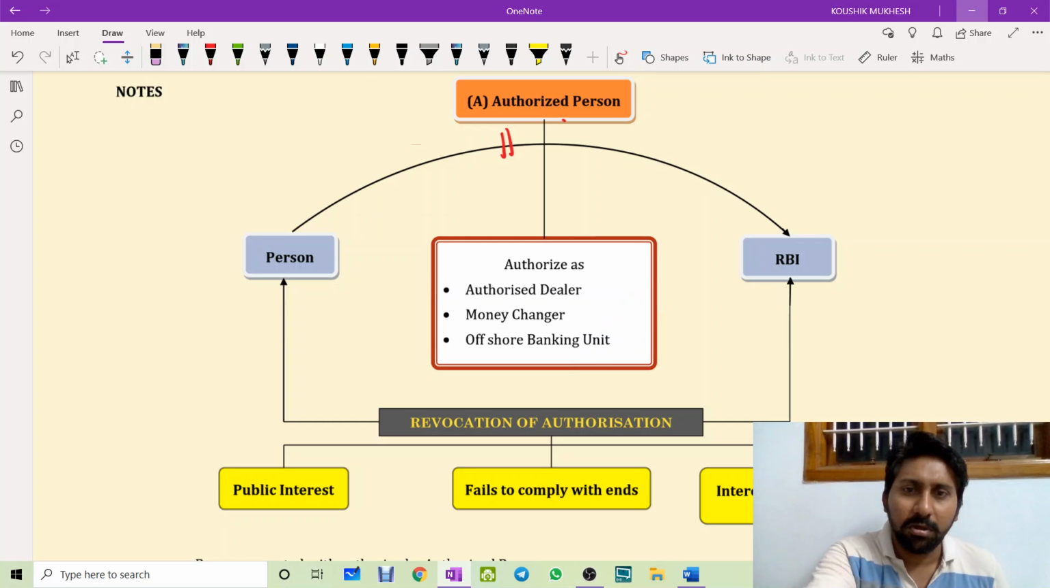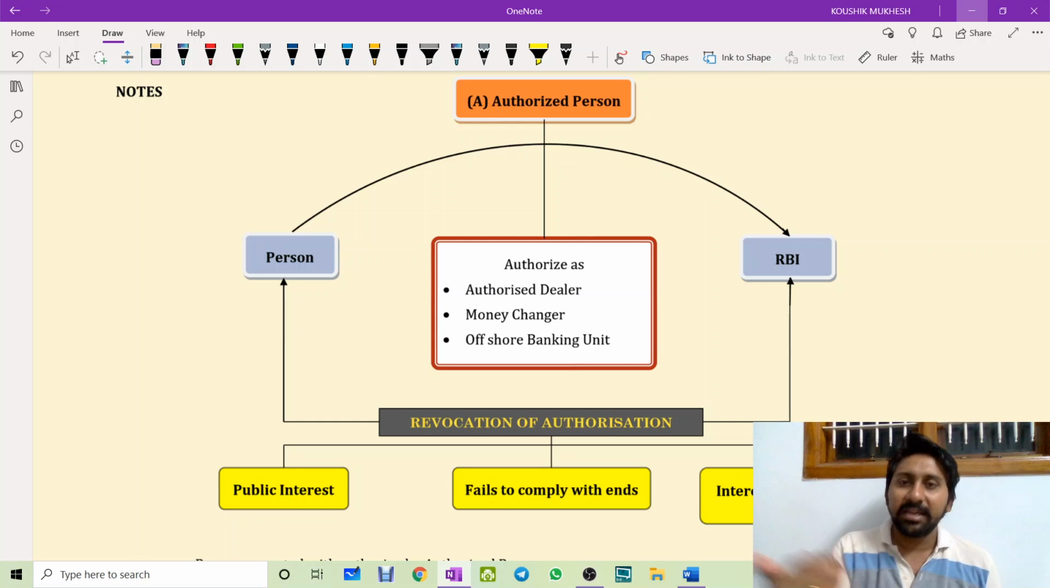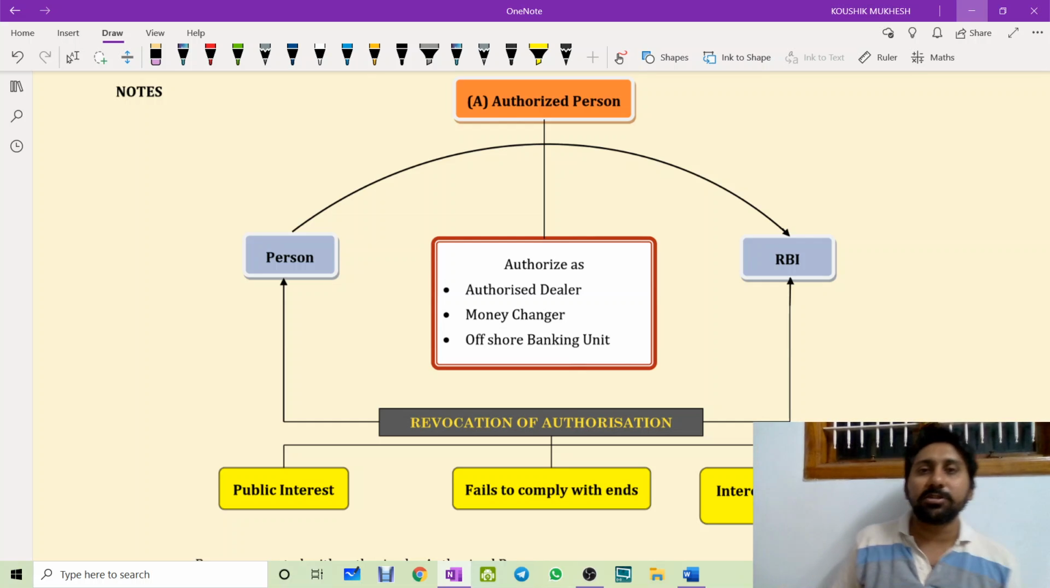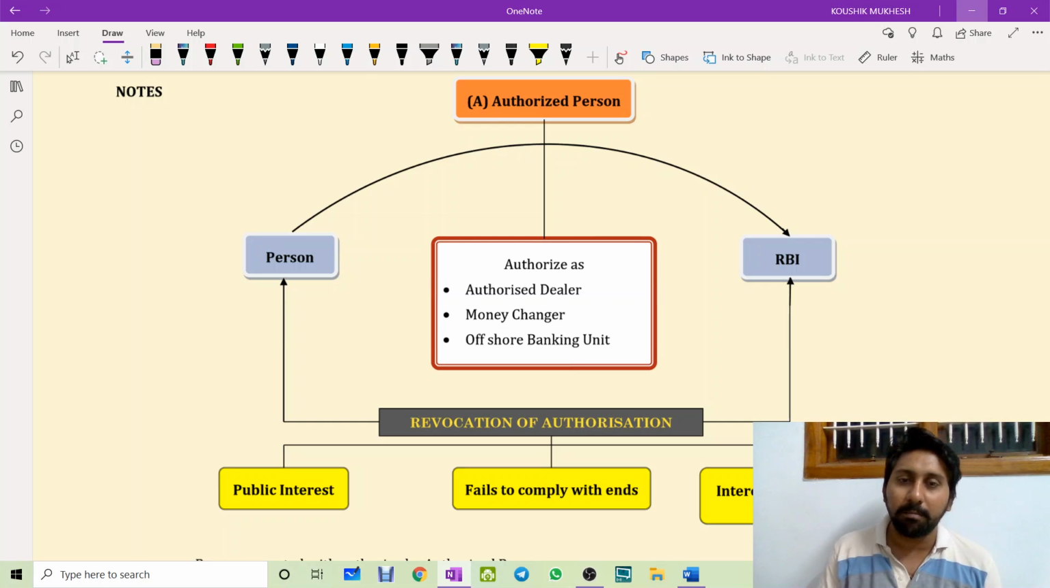Okay. Now, money changers and offshore banking units. Money changers cannot do anything except taking foreign currency, selling foreign currency, buying foreign currency. Other things they can't do. Purchase of a foreign security, they can't do. Immovable property transactions, they can't do. Next one, I want to purchase some shares of a foreign company. Can they do? No, cannot do. Many foreign exchange transactions they can't do. Who cannot do? Money changers.